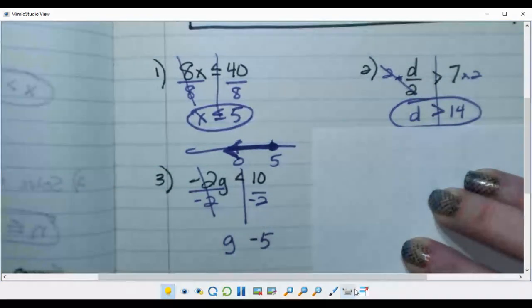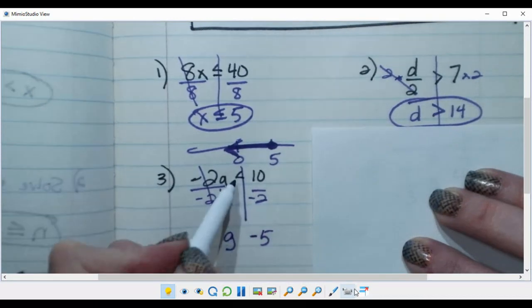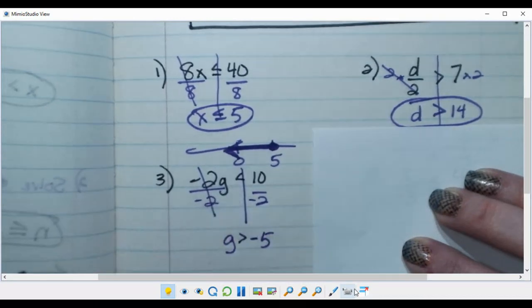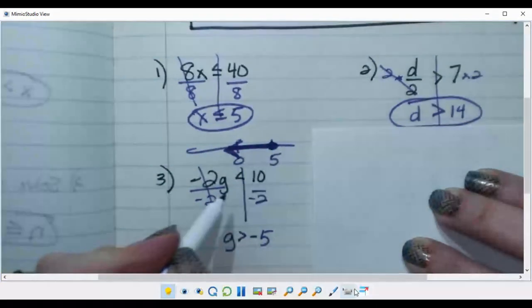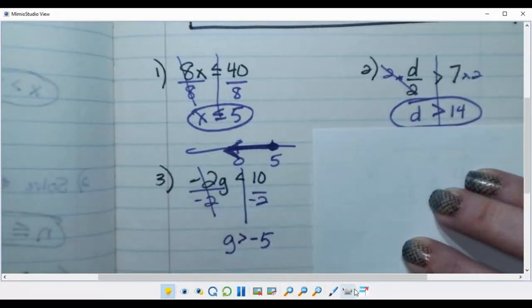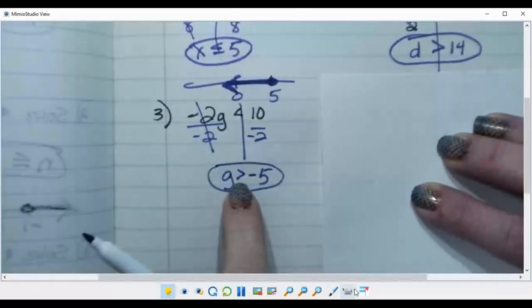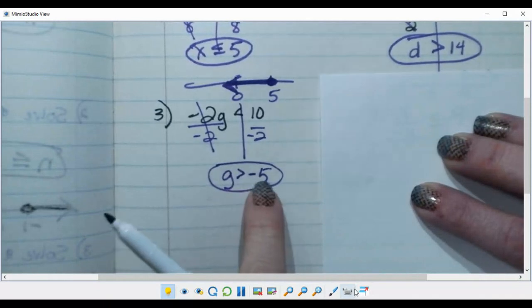Now, there was a negative number attached to my variable, which means the symbol I started with reverses. It started pointing one way and then went the other. I reversed it, which is so not a technical term, but you know exactly what I'm talking about, don't you? So I think my answer has to be greater than negative 5.